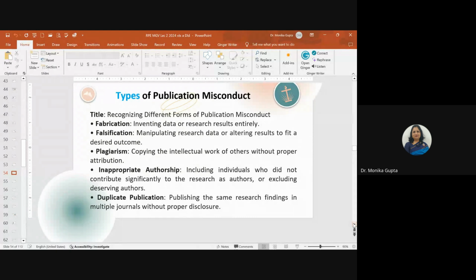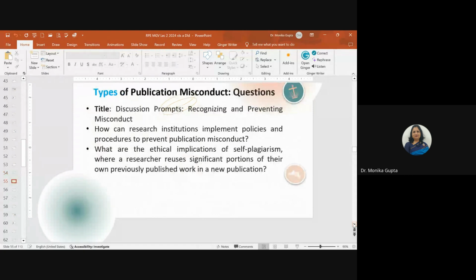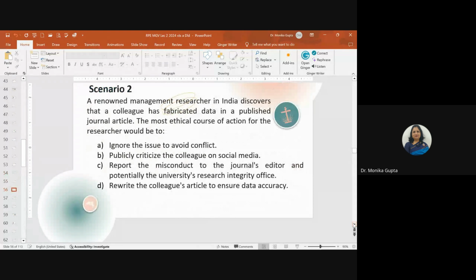Inappropriate authorship involves including individuals who did not make significant contributions to the research as authors or excluding deserving authors. Duplicate publication refers to publishing the same research findings in multiple journals without proper disclosure, which can artificially inflate citation counts and misrepresent the novelty of the research. Understanding these different forms of misconduct is essential for recognizing unethical practices and avoiding engagement in such behavior yourselves. I hope now I am clear, right? Yes, ma'am.